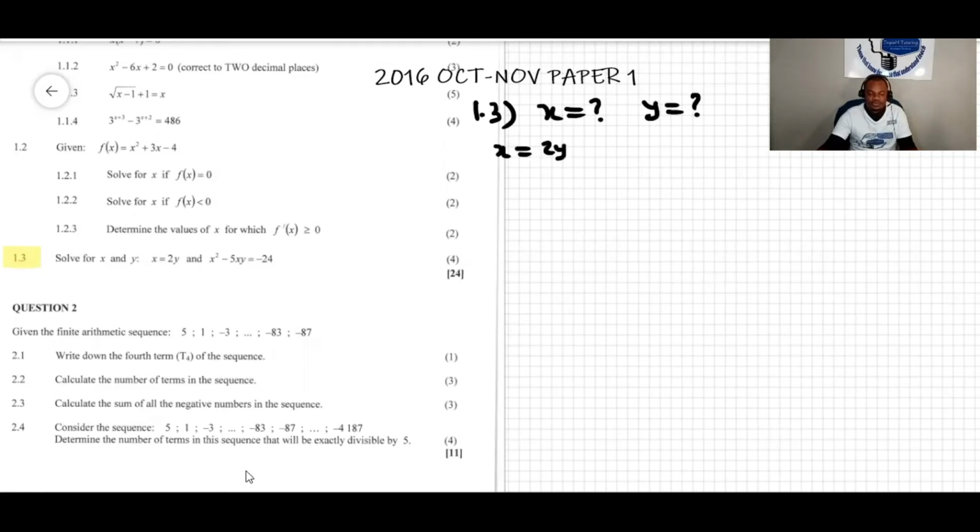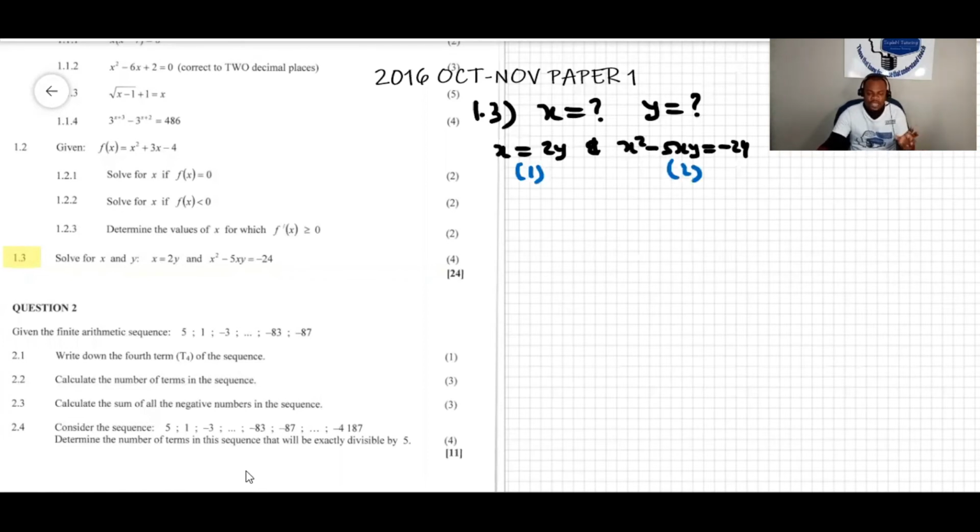x equal to 2y, and x squared minus 5xy equal to negative 24. Now, we're going to solve the two equations simultaneously. I prefer to label this equation 1 and that one equation 2.